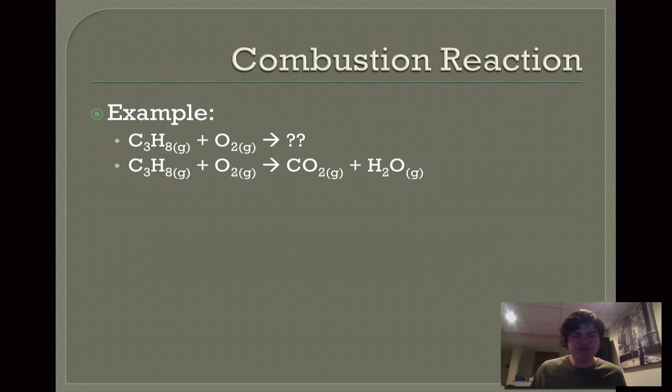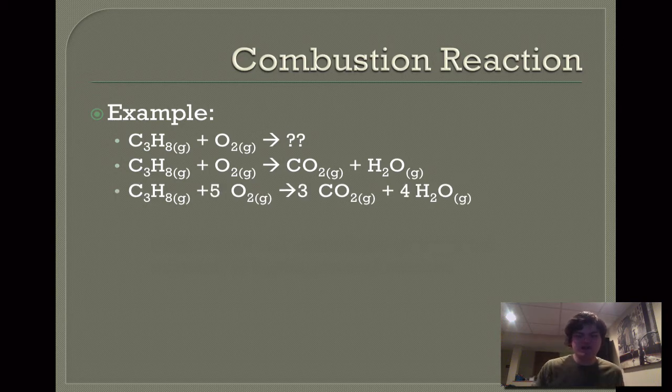What we haven't done is balanced it, and we can see there are 3 carbons on the left hand side, only 1 on the right hand side, and the hydrogens are off, and the oxygens are off as well. So you know the steps to balancing this, but I will show you the final answer here. We get a coefficient of 1 in front of the propane, 5 in front of the oxygen, 3 in front of carbon dioxide, and 4 in front of water.